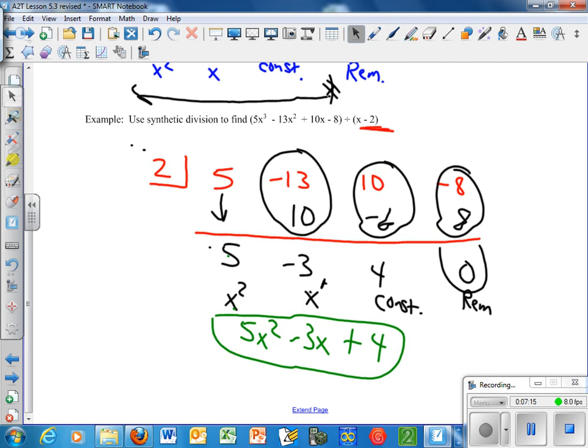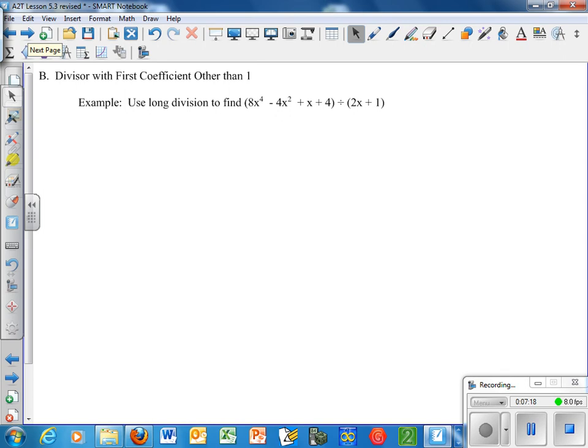Now we're going to go on here, and we're going to deal with a first coefficient other than 1. What I'm talking about there is, notice on the x in the binomial we're dividing by, we have a 2. It's easier to use long division. I would suggest using long division, even though it's a longer process. It gets a little tricky to try and do synthetic when that coefficient on the x is not a 1. So we're going to use long division.